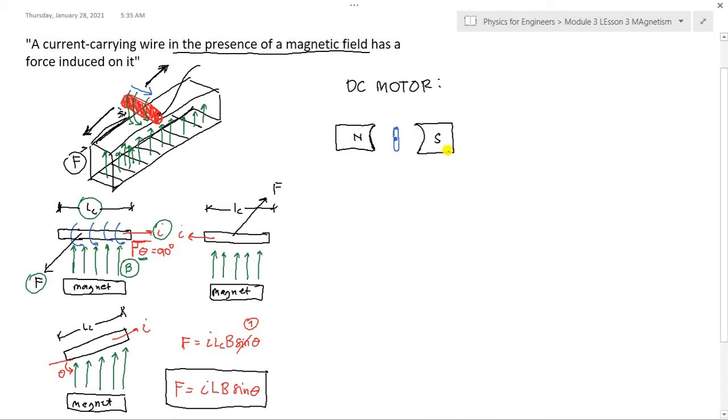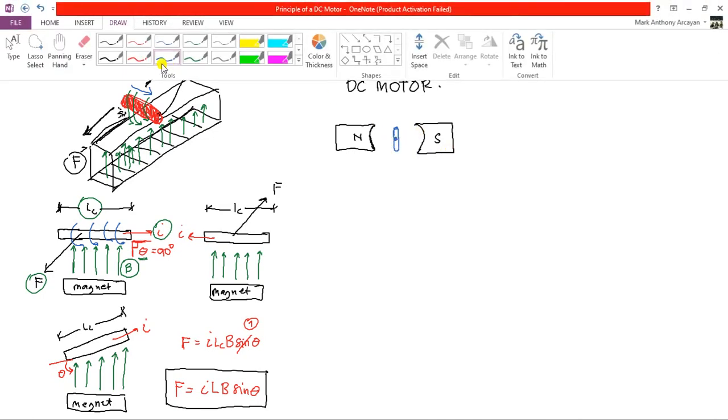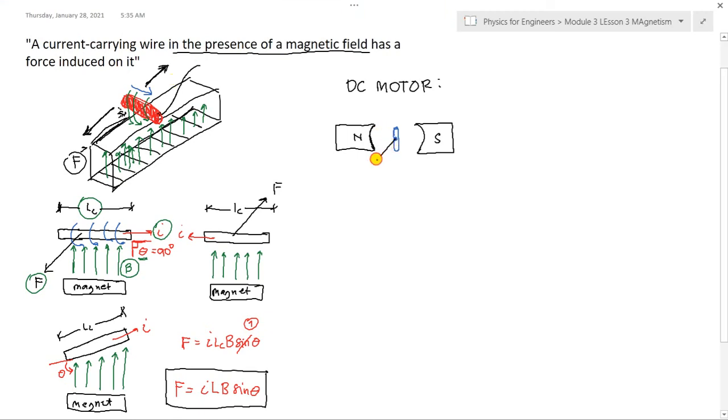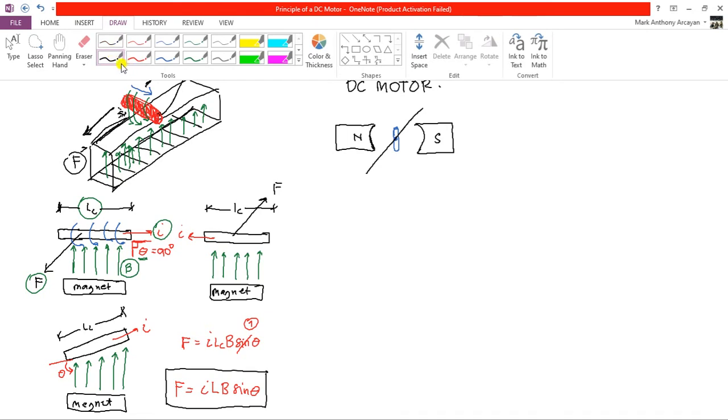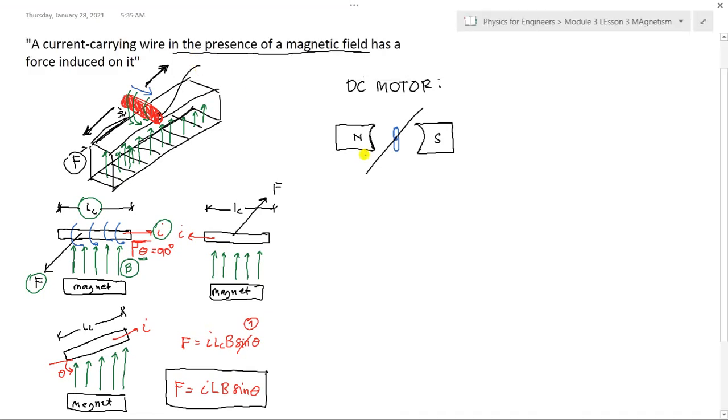So, we have an armature here. And of course, for a DC motor, there is a shaft. So here is the shaft. And then, what is the direction of the magnetic field? If we have a permanent magnet, the direction of the magnetic field travels from where?